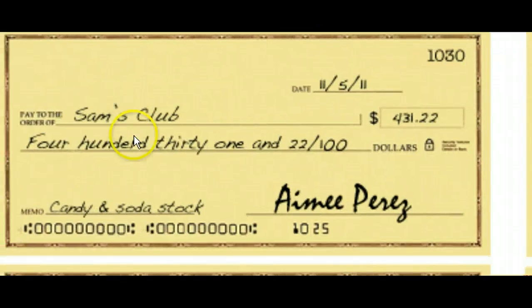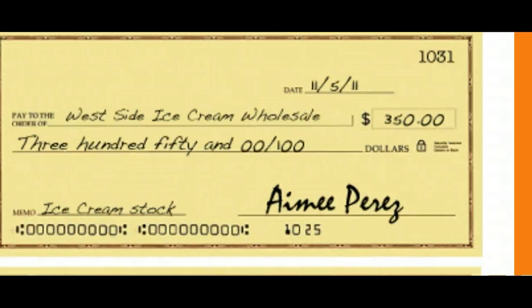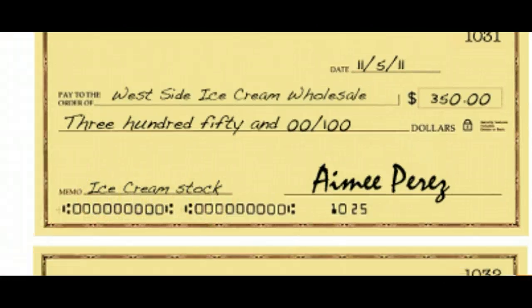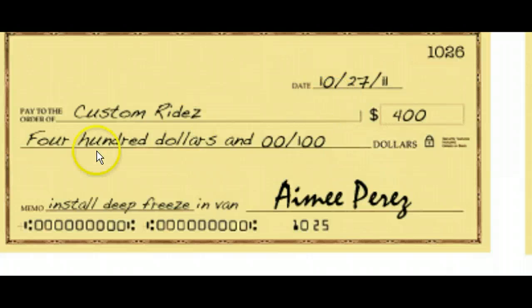A few days later, they went to the Sam's Club. They spent a good amount of money, and it says on candy and soda stock. Again, another big chunk of change they spent here the same day that they went to the Sam's Club. Apparently they went to West Side Ice Cream Wholesale, and it looks like they bought ice cream stock. Again, they went to this place, Custom Rides. They spent $400, and it looks like it says that they installed a deep freeze in the van.